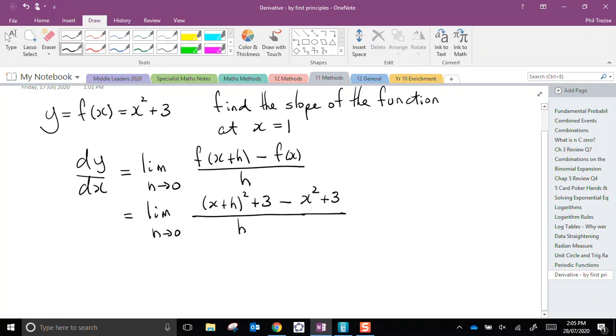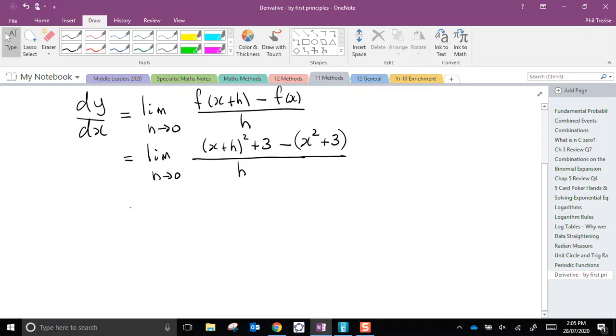Now the way I've written that there is potentially going to make us get it wrong, because I've said subtract x squared plus 3. In fact, it's subtract all of that. It is subtract the entire function of x. So I recommend you use brackets on that at that stage when we subtract f of x.